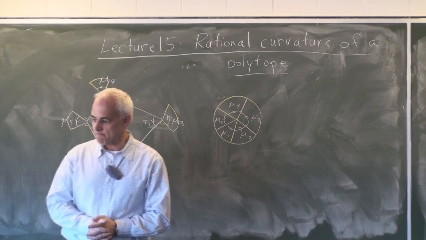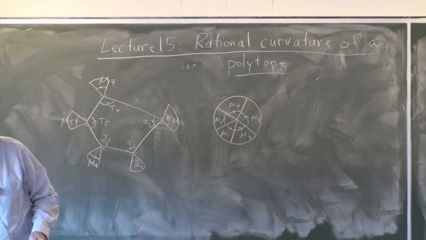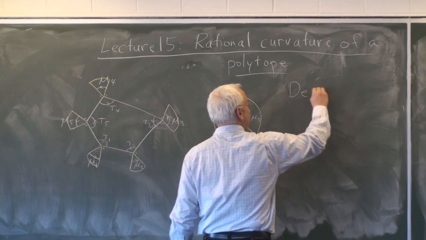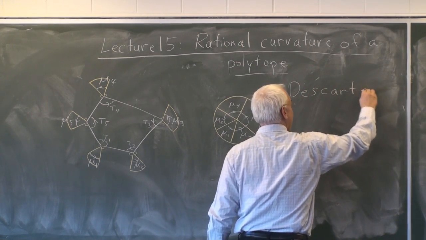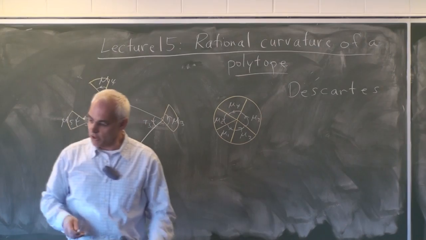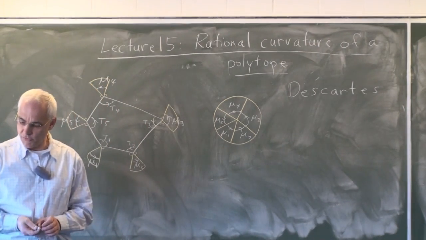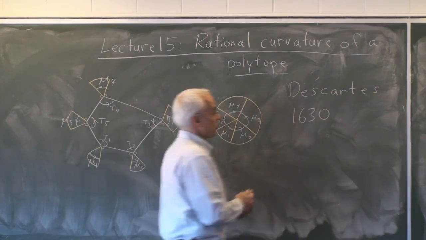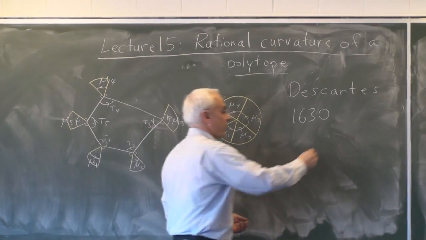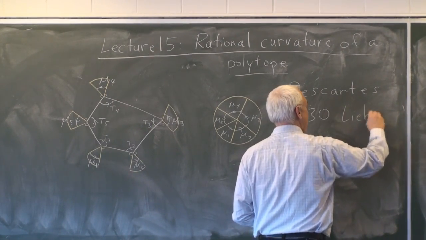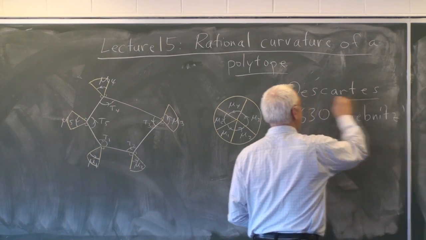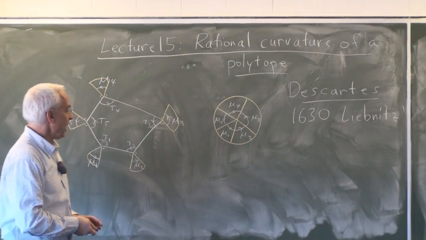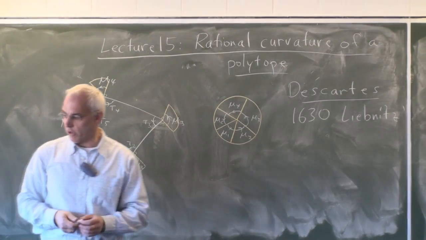So this is remarkable stuff, I think, that goes back to Descartes, who almost discovered Euler's formula in the context of curvature of polytopes. And he wrote a letter which was copied by Leibniz. So we know about Descartes' work through this letter to Leibniz. And in it, we're going to talk about the curvature of a polytope.